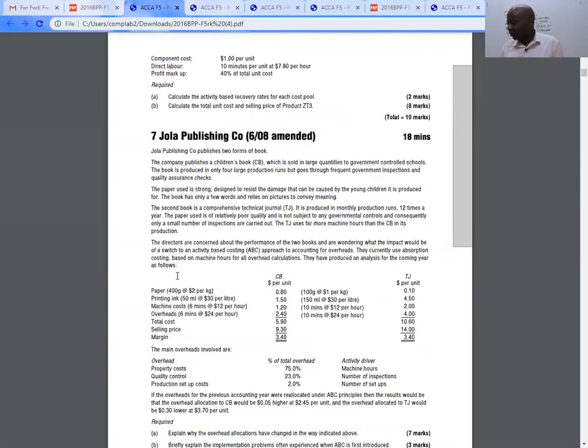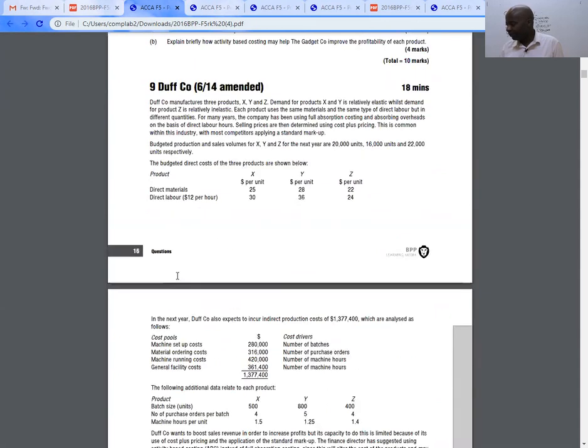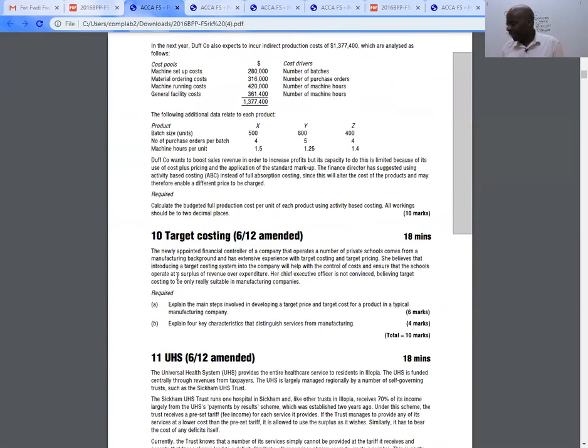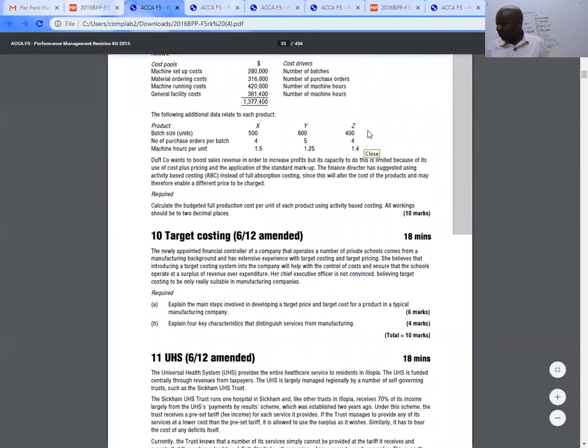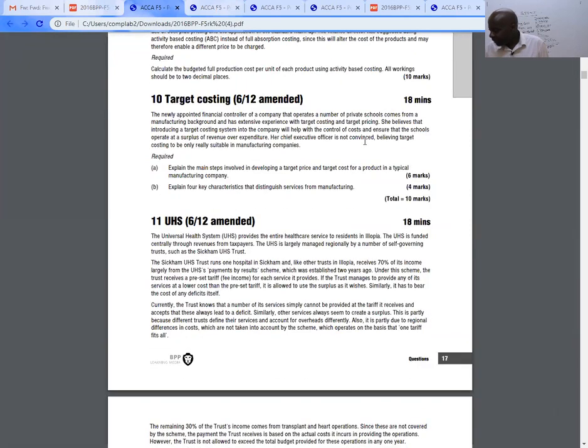So for the ones who have this, go to question number 10. Question number 10 is there, target costing. For ACCA, you simply scroll through and you'll be able to get question number 10 very easily. It is page number 17.